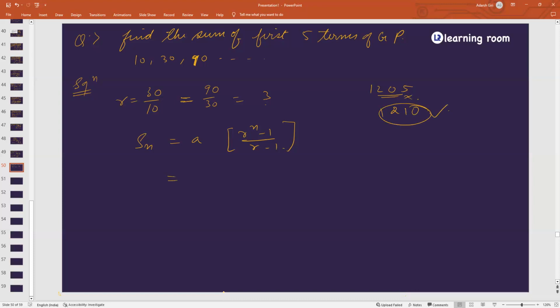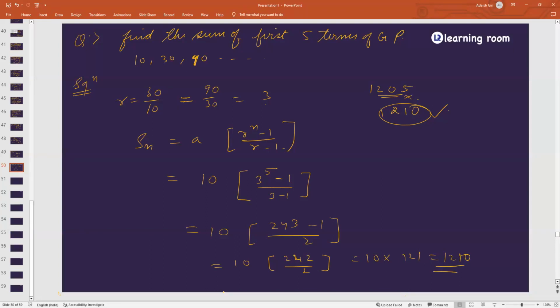See here, everyone. The first term is 10. A is 10, right? What is the common ratio? We have just calculated, that is 3. And 3 to the power of the number of terms we need to find, the first 5 terms, minus 1, divided by 3 minus 1, right? It is very easy. 10 into 3 to the power 5. What is 3 to the power 5? 3, 9, 27, 81, 243. Minus 1 by 2. So that is 10 into 242 by 2, that is 10 into 121, or 1210. That's it. What was there to take so much time?